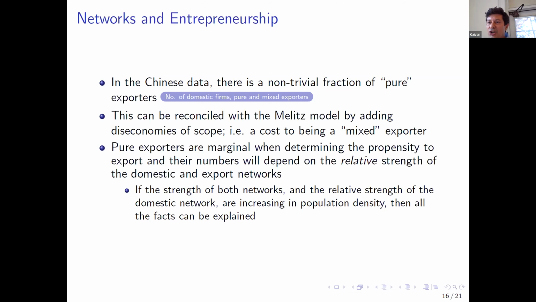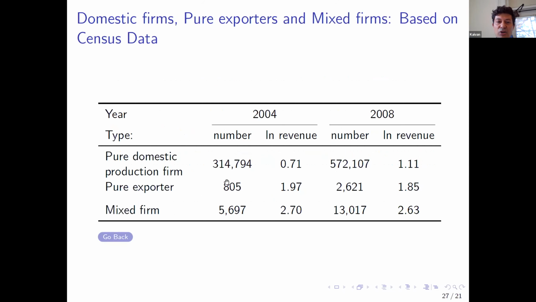And now there will be no tension between the domestic network and the export network. The exporting firms will be part of the domestic network and they will be part of the export network. The important thing for our purpose is that in the Chinese data, there is a non-trivial fraction of what we call pure exporters. And these are intermediate firms.